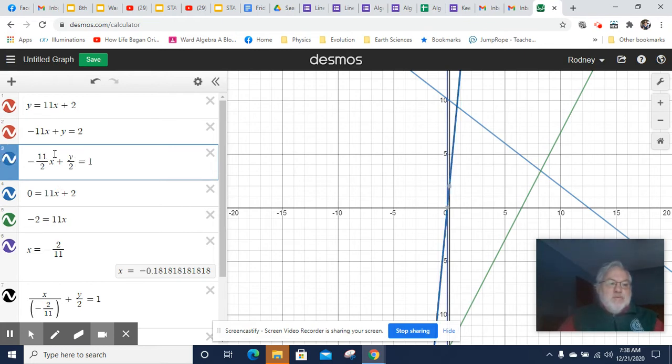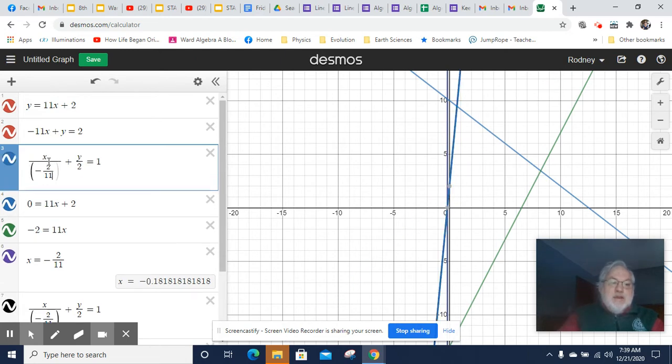Now, you might be thinking, wait a minute, what do I do with this? Well, remember keep, change, flip? Yeah, this is negative 11 over 2 times x, or we could say x times negative 11 over 2. We can convert that into division and put that in the denominator if we flip the fraction. So we flip this fraction and we put it into the denominator like this. It was negative 11 halves. Now we make it negative 2 over 11.